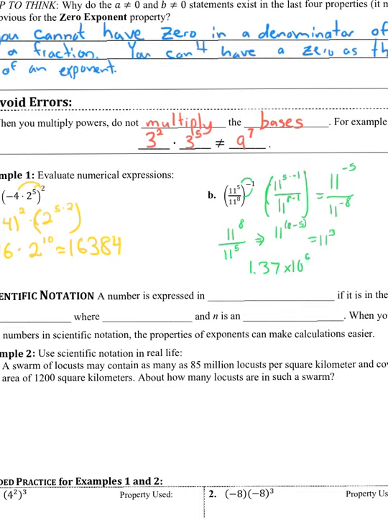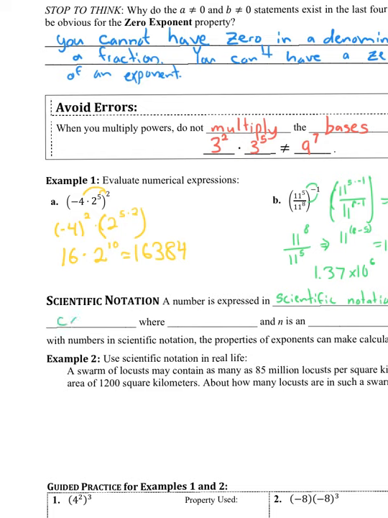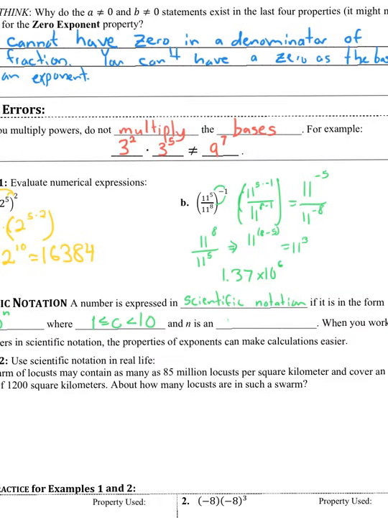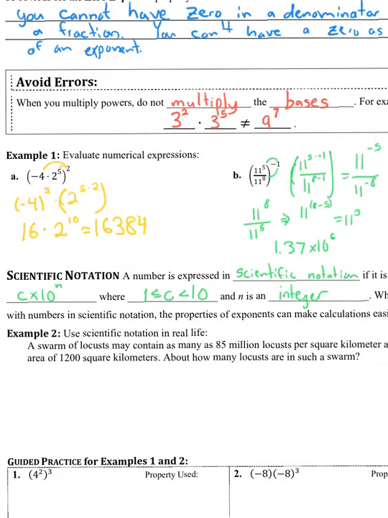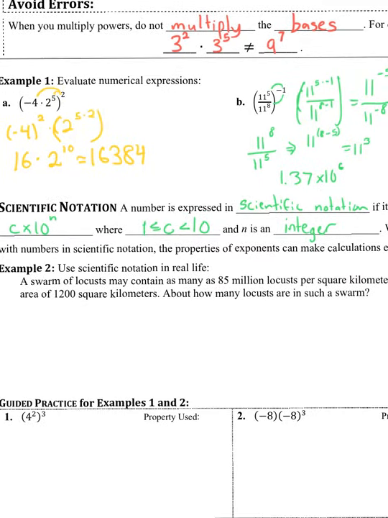And what scientific notation is, we can say a number expressed in scientific notation is where we have something that looks like c times 10 to the n, where 1 is less than or equal to c, c is less than 10, and n is an integer value. And what scientific notation does is it allows us to write down really big numbers or really small numbers with this times 10 to a certain power.